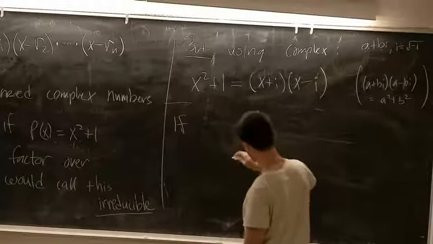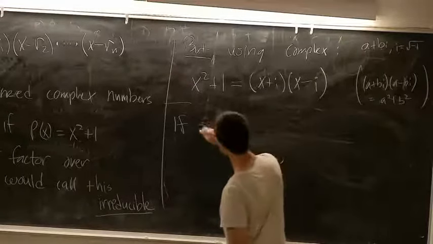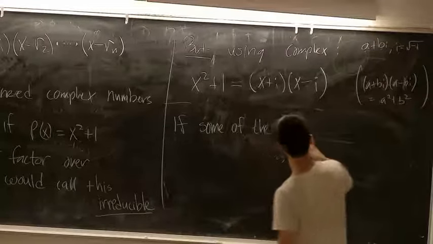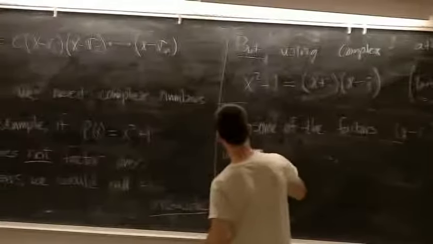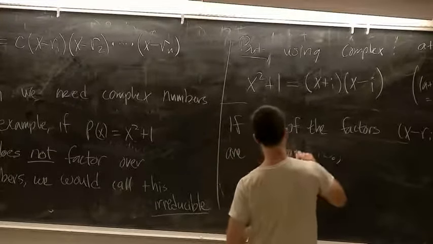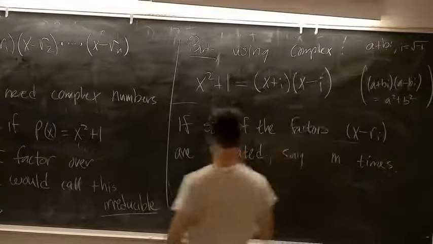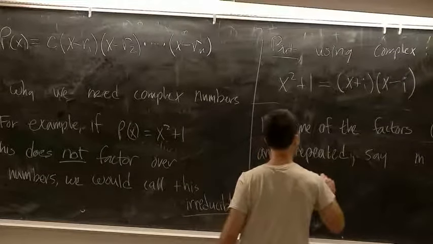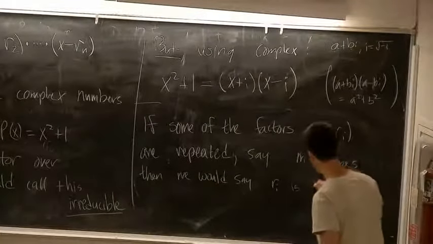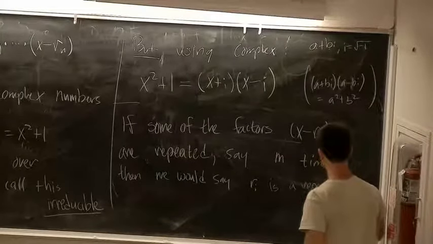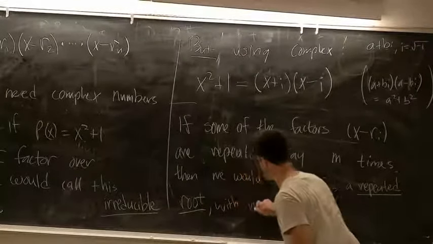So let's see, how should I say this? If some of the factors x minus r_i are repeated, let's say, m times, then we would say r_i is a repeated root with multiplicity m.